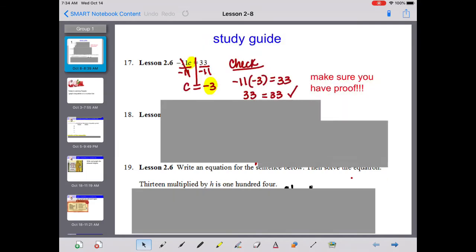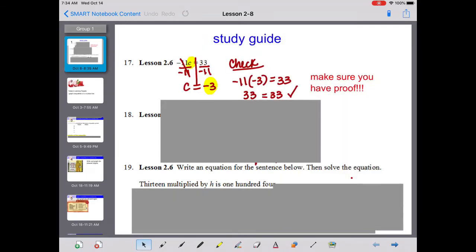The first problem was -11c equals 33. Your job was to use the inverse operation and divide both sides by -11. Make sure you checked your work.